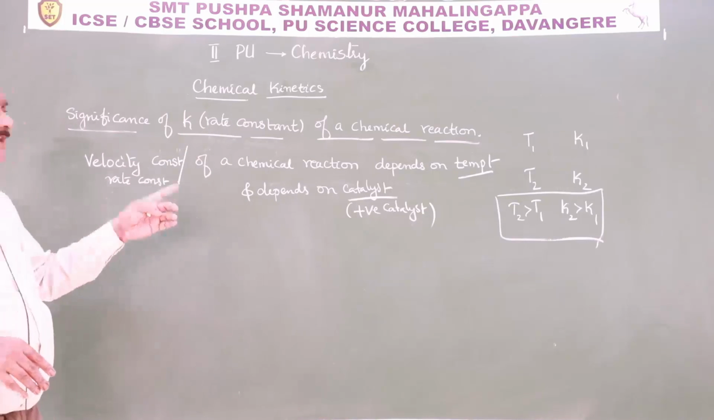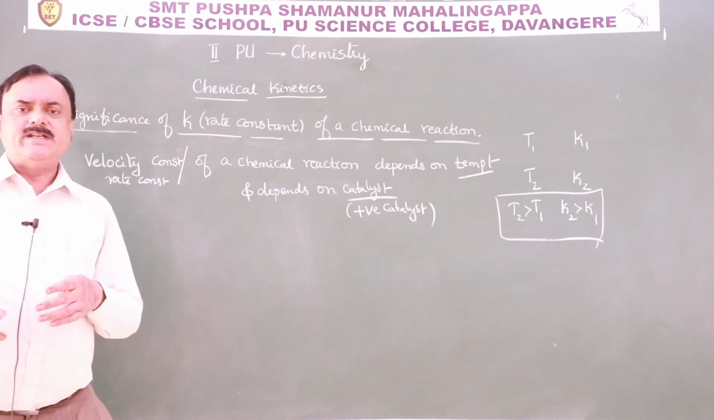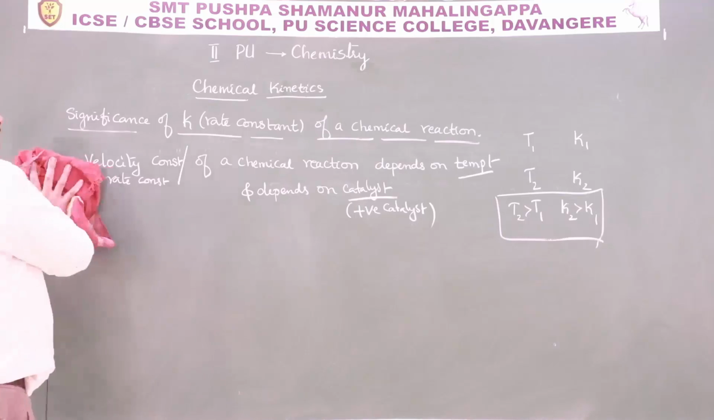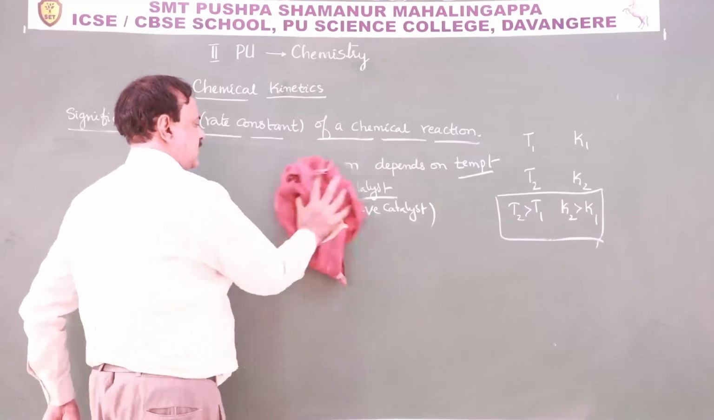It also depends upon temperature and catalyst, where the higher the temperature, the higher the velocity constant of the chemical reaction, and the lower the temperature, the lower it is. Therefore, it depends upon temperature and catalyst.